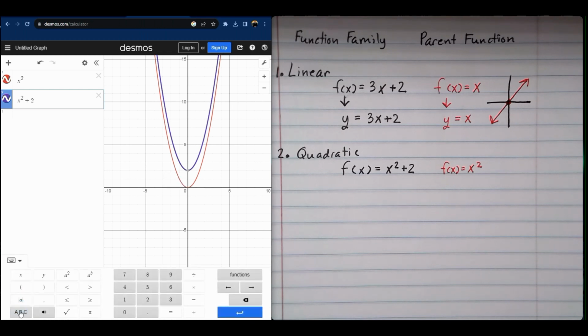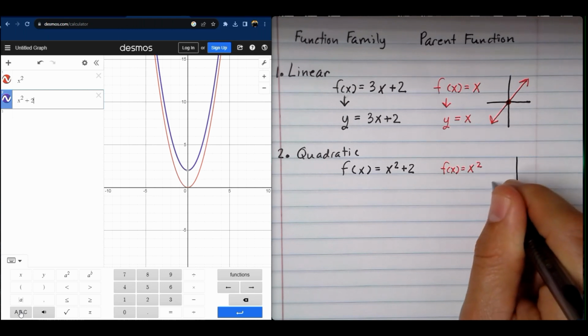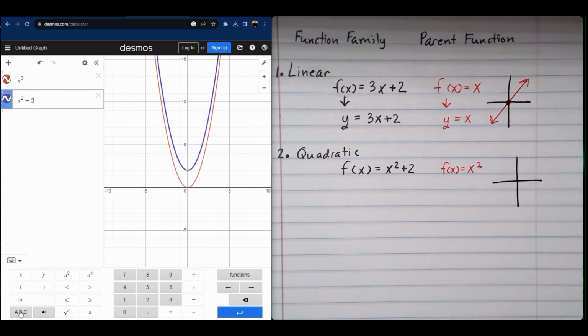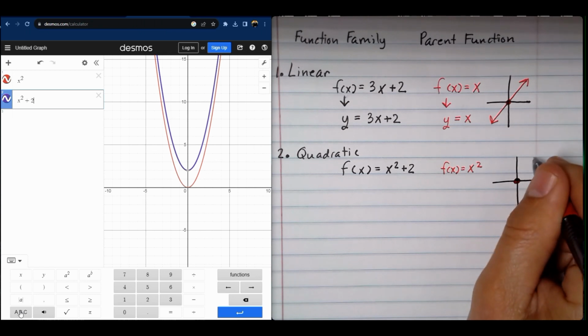So I'm going to go ahead and draw a graph real quick of that. And if I were you, I would draw a picture of this real quick just so you have an example. Because you're going to have to name some functions in just a little bit, say what family they're from.